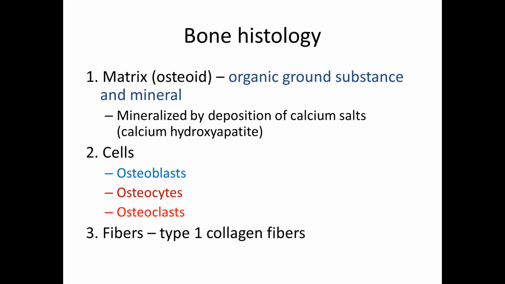Now, what are the cells that you find in bone? Like in cartilage, you find what we call osteoblasts and osteocytes. But unlike in cartilage, you have a third type of cell, which we call osteoclasts. The fibers that you find in the bone matrix are type 1 collagen fibers. So in bone, you have the three components: the matrix, which we call the osteoid, which is mineralized. We have three types of cells: osteoblasts, osteocytes, osteoclasts, and we have type 1 collagen fibers.